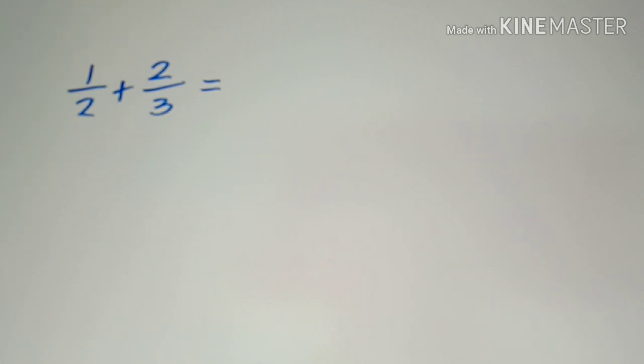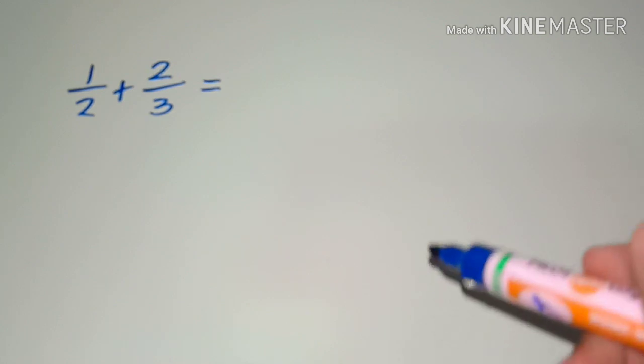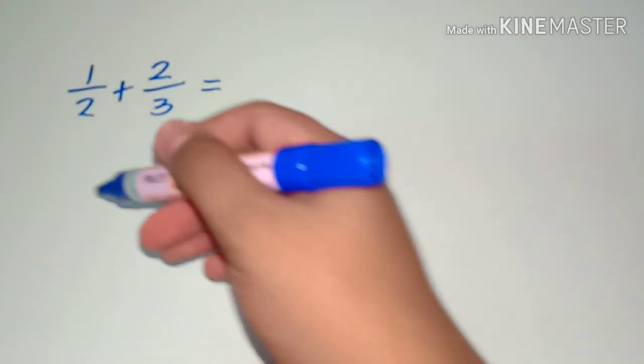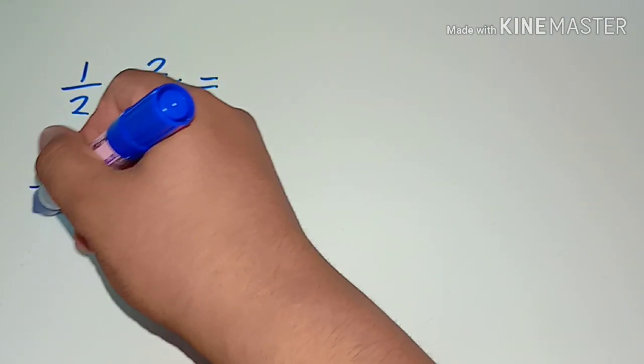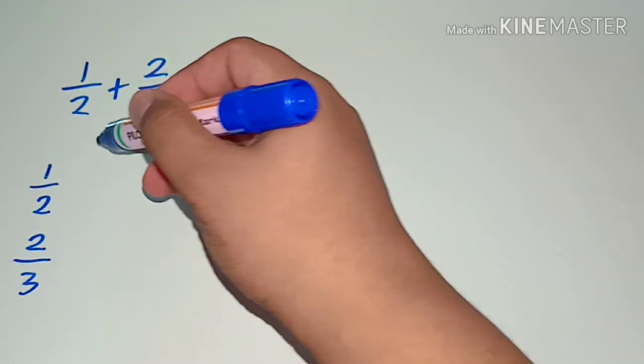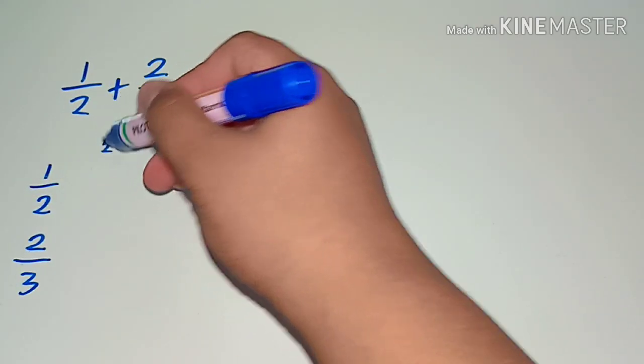We have a lot of ways. I'll be giving you many methods in finding the sum for that one. The first method is by using equivalent fractions. By using equivalent fractions, you will write there 1/2 and 2/3. Then first, multiply it by 2.